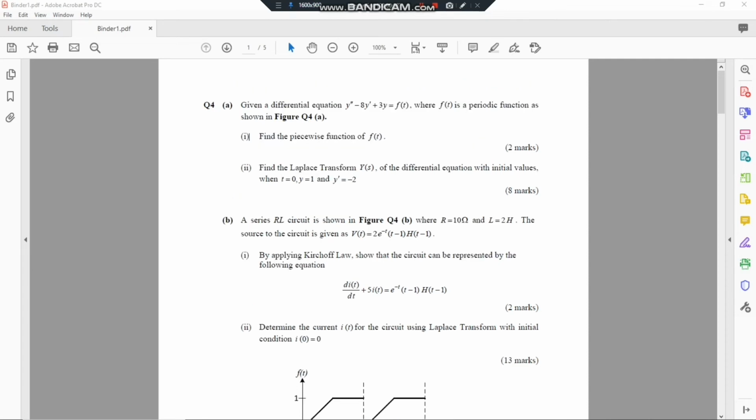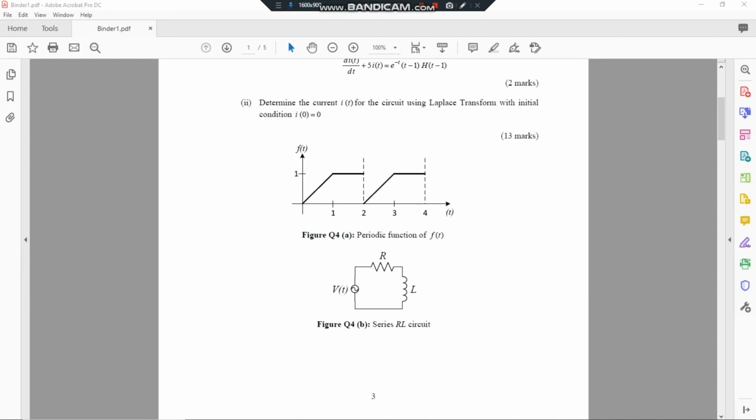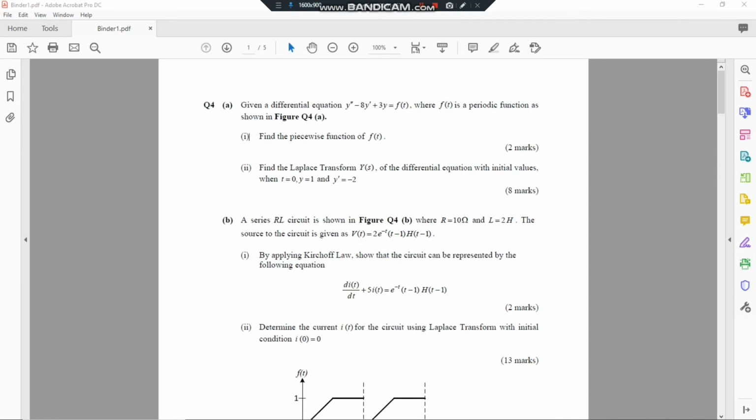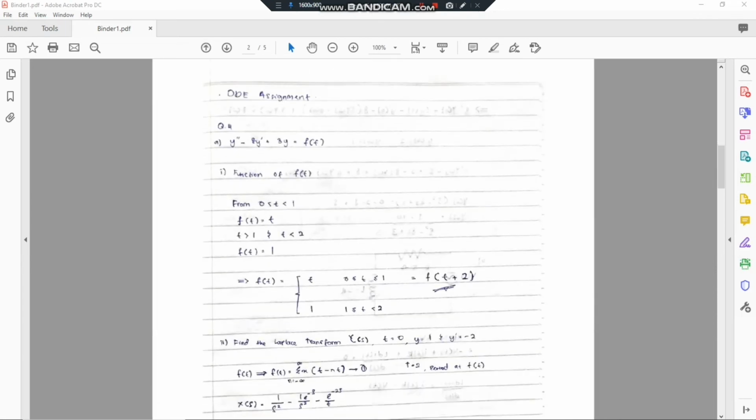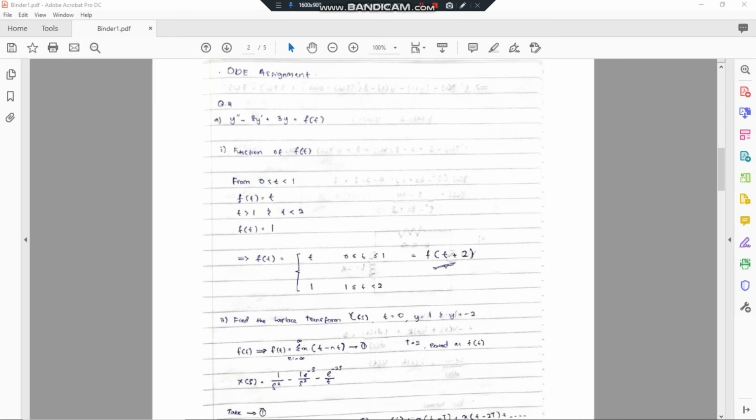Okay, for A1, we can view from the figure the periodic function of f(t). This is my manual calculation for question 4a: y double prime minus 8y prime plus 3y equals f(t). We need to find the function f(t).